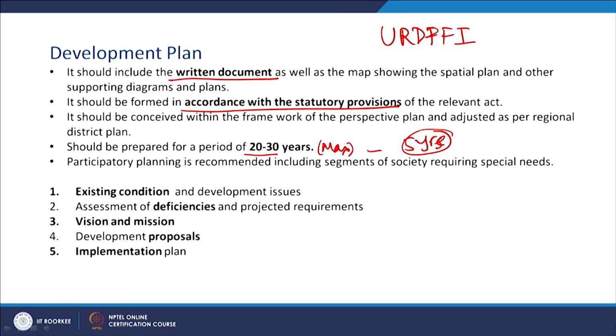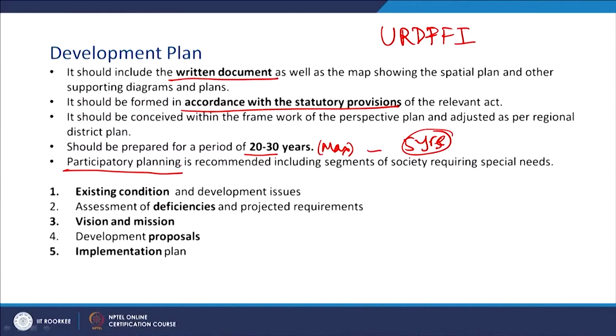Participatory planning is recommended including all segments of society. So, participatory planning, in some earlier lectures we discussed thoroughly what the stages and the varieties of participatory planning are. Today also I will show some examples. So, there should be some elements: existing conditions, an assessment of the deficiency, and a statement of the vision and the mission as I discussed, the proposal and also some highlights on the implementation, how the project will be implemented.